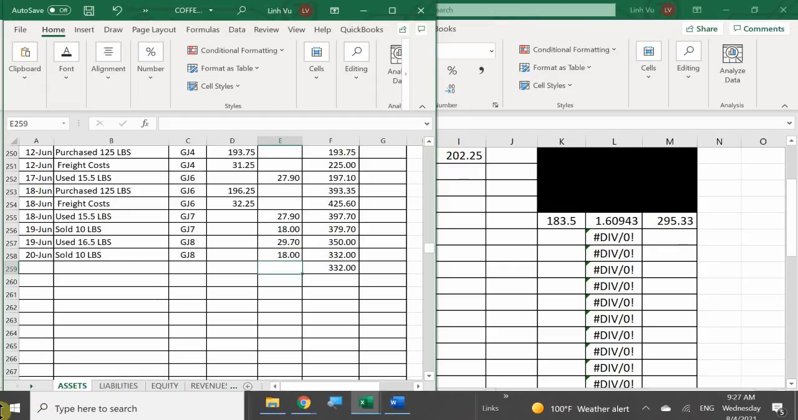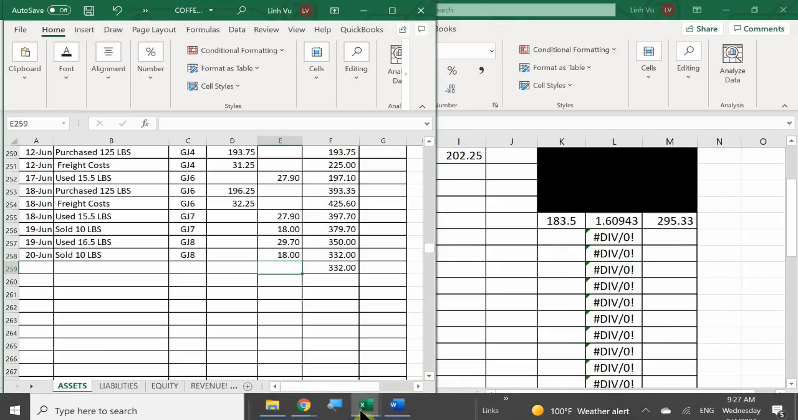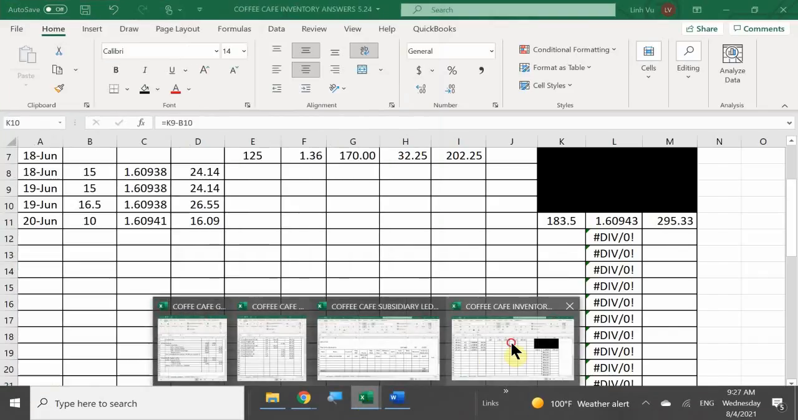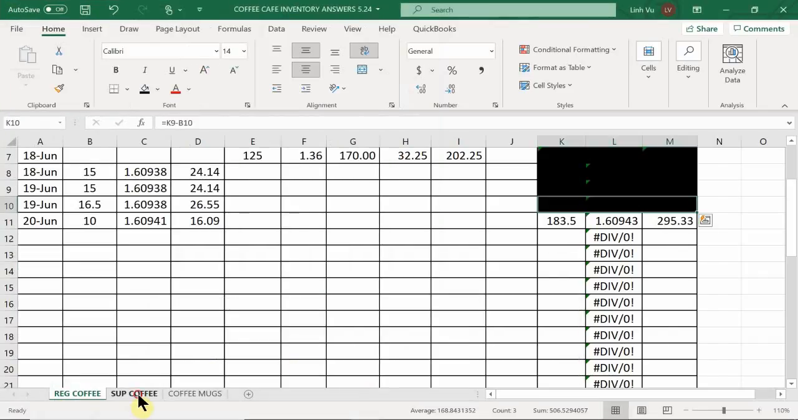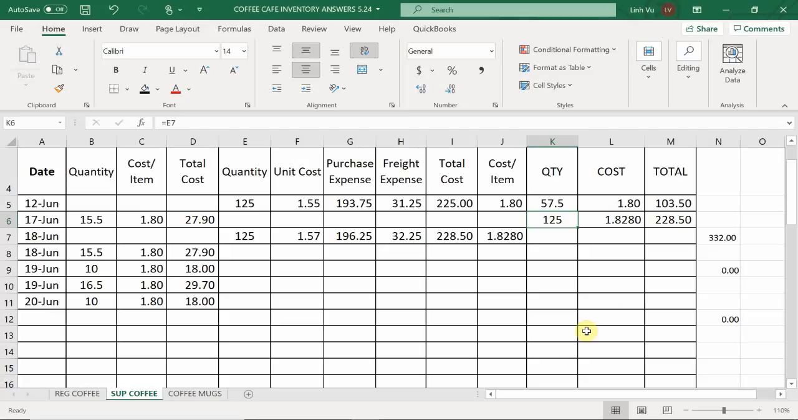Because we have two batches of Supreme Coffee, right? We have our first batch at 103.50 and our second batch at 228.50. You add those two numbers together, you should get $332 even. And now we are done with this transaction, and that's how we complete it.